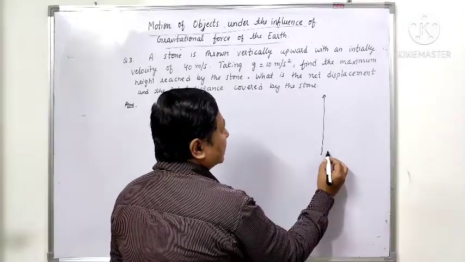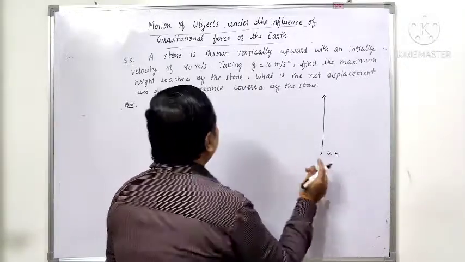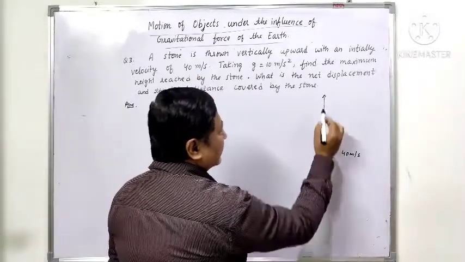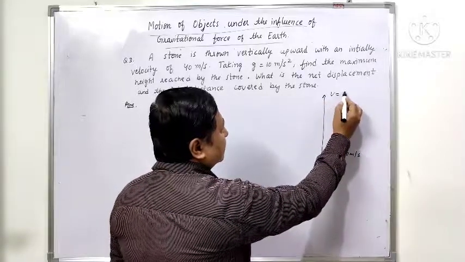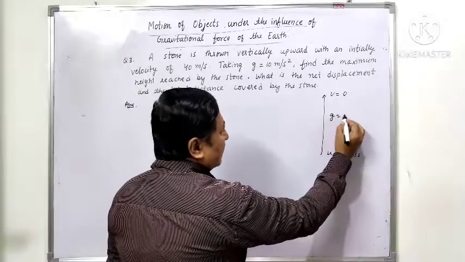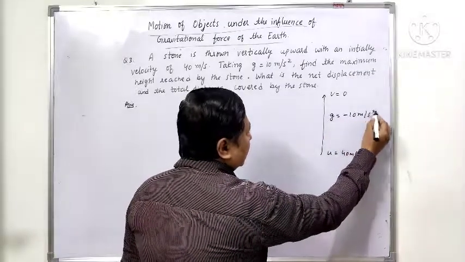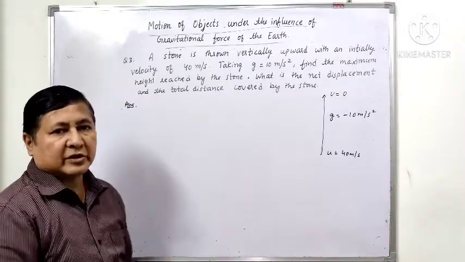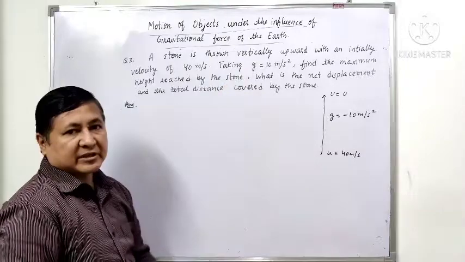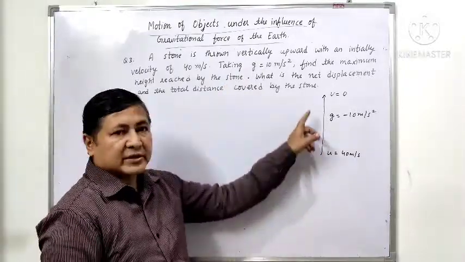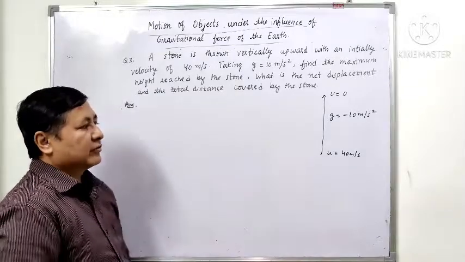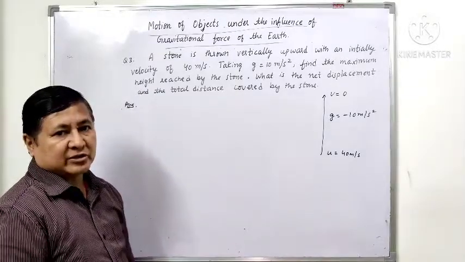So initial velocity is given, that is 40 meter per second. When it reaches the highest point, final velocity will become 0, and the acceleration due to gravity will be minus 10 meter per second square. Generally the acceleration due to gravity is 9.8, but in this question it is given taking g equals 10 meter per second square. But since it is going upward, the acceleration due to gravity will be negative, so minus 10 meter per second square, and we have to find how much height it will reach.